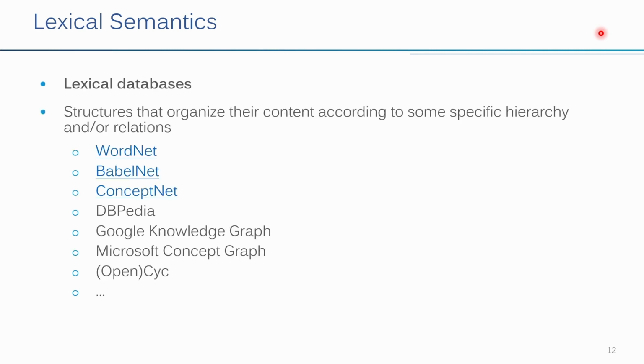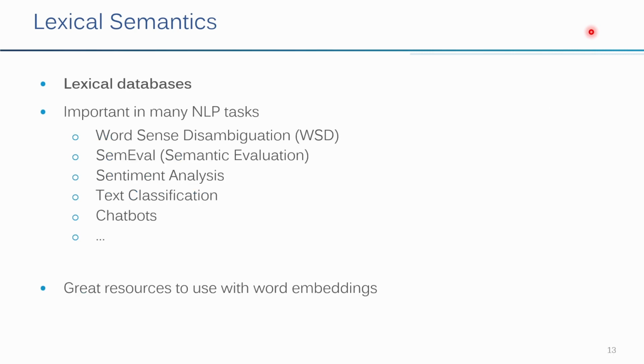So lexical databases, as we were saying, are some structures that organize the content, the words, the relationships between words in some specific relationship. I don't like to use the word hierarchy that much. I think relationship is better to describe this. We'll see three of them: WordNet, BabelNet, and ConceptNet. This is not an extensive list. There are many, many others. Some of them, if I'm not wrong, Microsoft Concept Graph, I think, was discontinued. But in any case, there's a bunch of them there. So let's see them one by one.